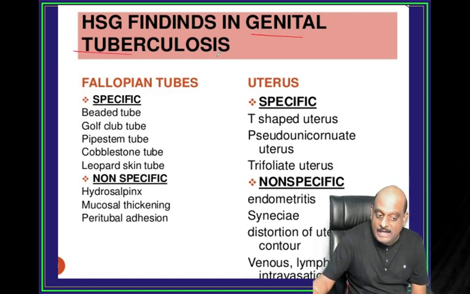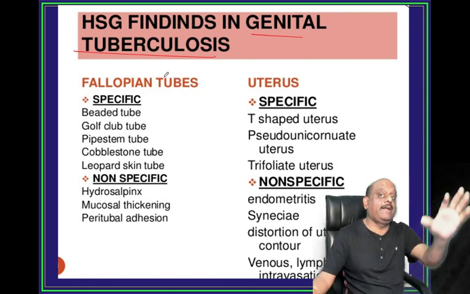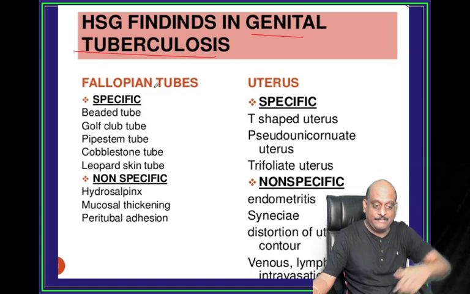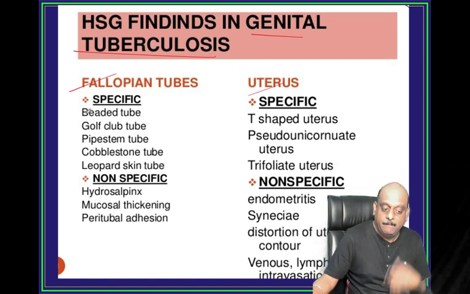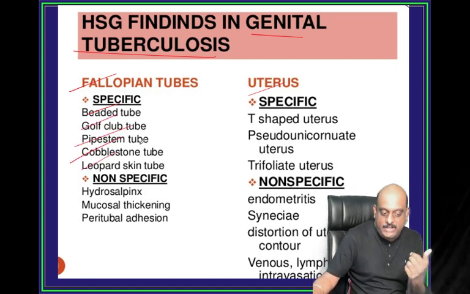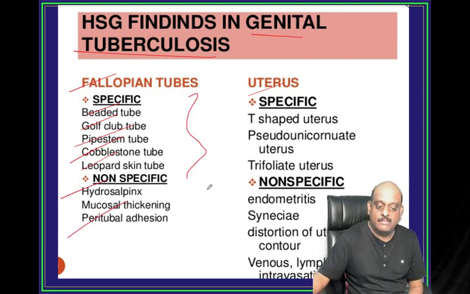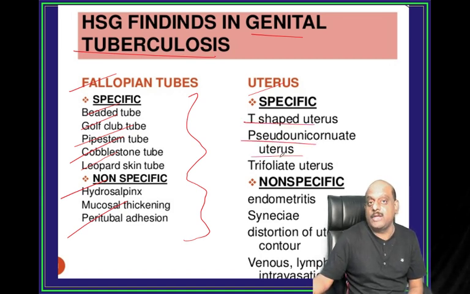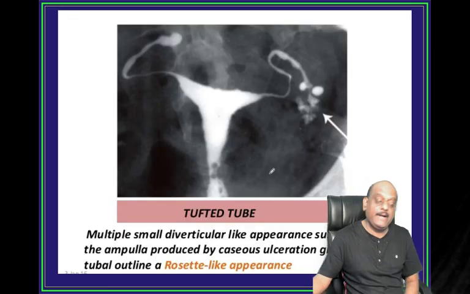So genital TB, what are the hysterosalpingographic findings, is the favorite question of the examiner. You may find them in fallopian tube or in uterus. Beaded tube, golf club tube, pipe stem tube, cobblestone tube, leopard skin tube, hydrosalpinx, peritubal adhesions. They are all due to TB. Similarly, uterus may show T-shaped uterus, pseudo-unicornuate uterus, trifoliate uterus. Anything can be the finding.